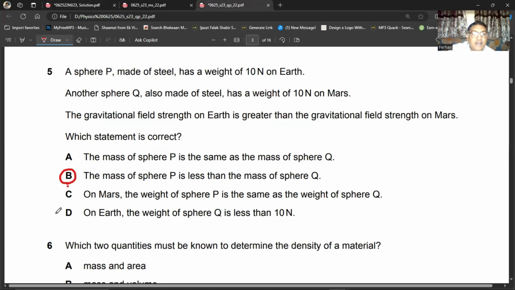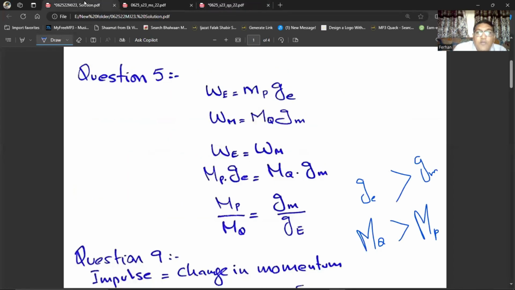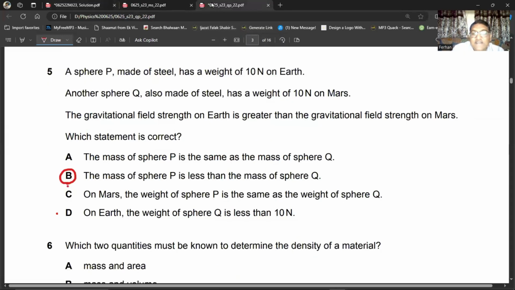This is a very tricky question. This one cannot be true, okay? Because the g value on Mars is less. So if a body has the same weight as the weight of P on Earth, this body's mass will be more than the mass of P. So the good answer is B, the mass of the sphere P is less than the mass of the sphere Q. Very mathematical. This is how mathematically we have proven it. And it's a tricky question. Okay, so hopefully you understand.